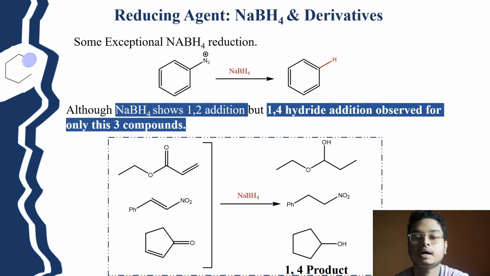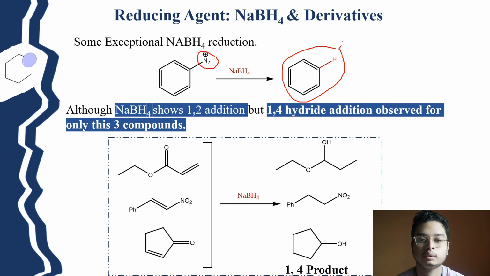Now there are some exceptional NaBH4 reductions we'll discuss. If a diazo type of group is present, like N2, in the presence of NaBH4 it directly forms a benzene. So this is an exceptional NaBH4 based reaction.